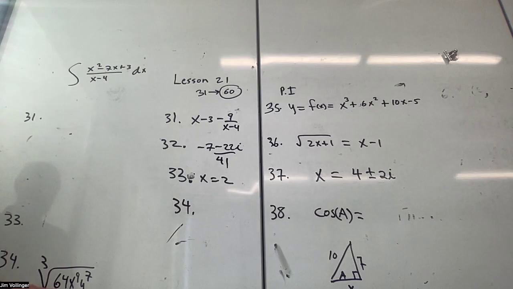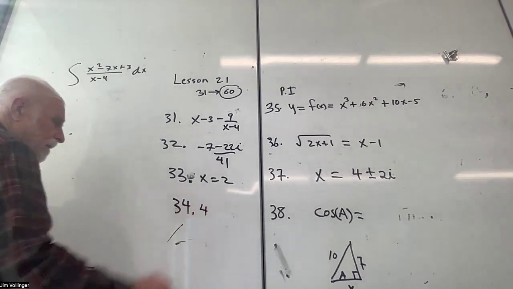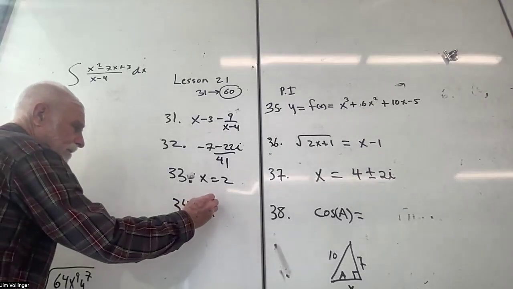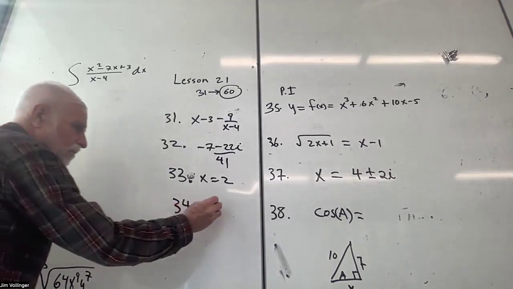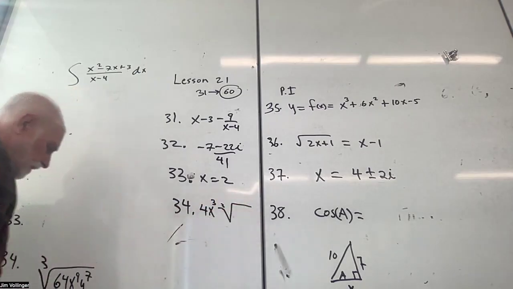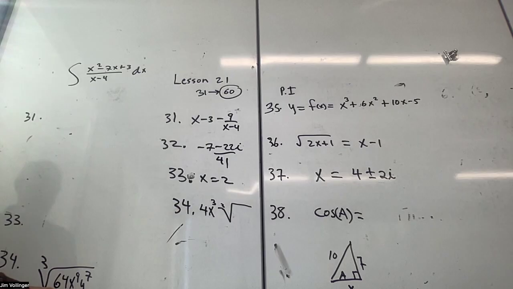Cube root of 64, I know is 4. I'll take that. And the cube root of x to the 9, I know is x to the 3. And I know I'm still working with a cube root, so I'm going to write a 3 there. And that takes care of everything except y to the 7th.